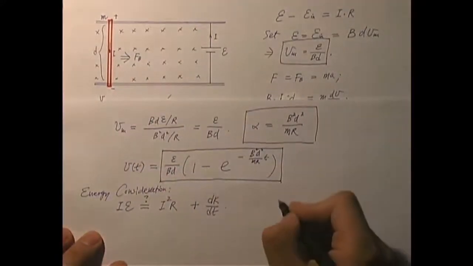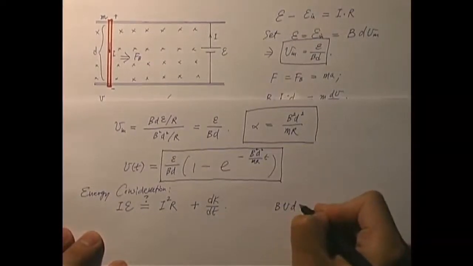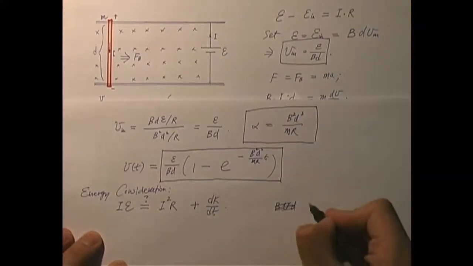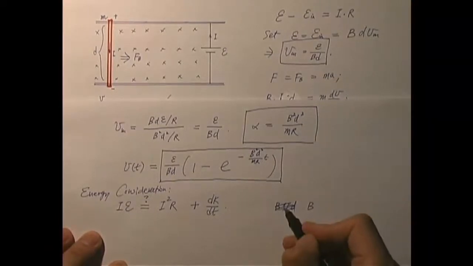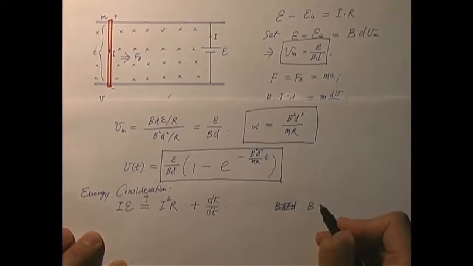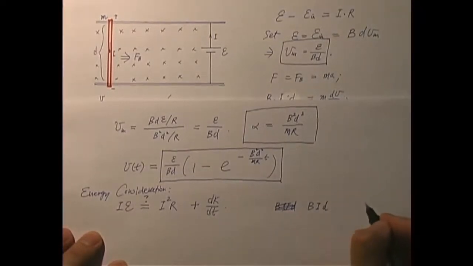So that is B, actually, no, not BVD, BIL. Please do not confuse that. I got confused too sometimes. BVD is epsilon, the induced EMF. BIL is the force, the magnetic force. L here is D, so BID is the magnetic force, and that equals mass times acceleration, so it's m dV/dt.